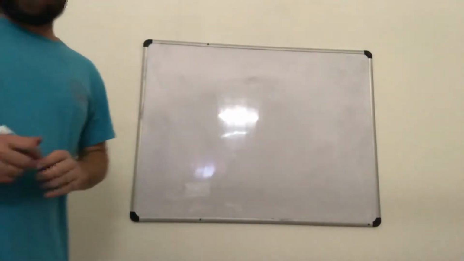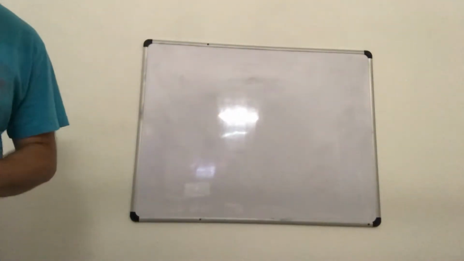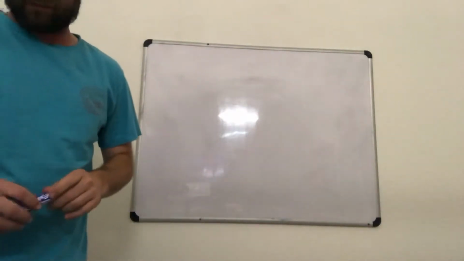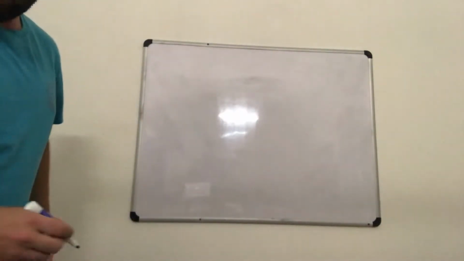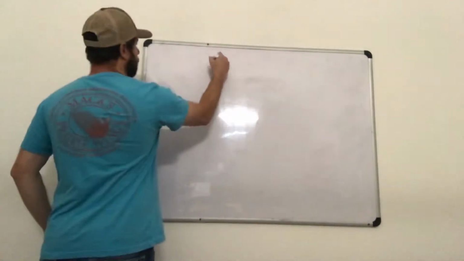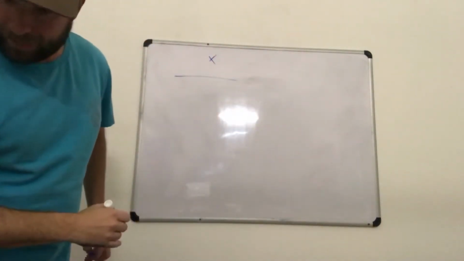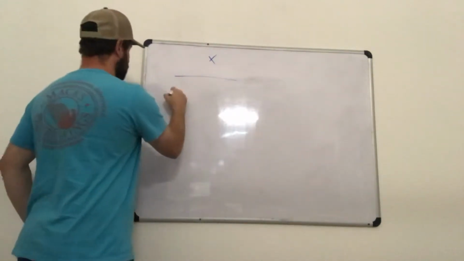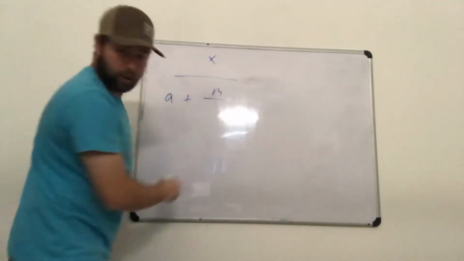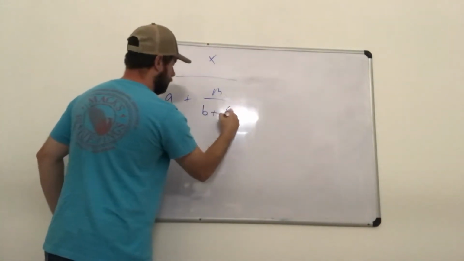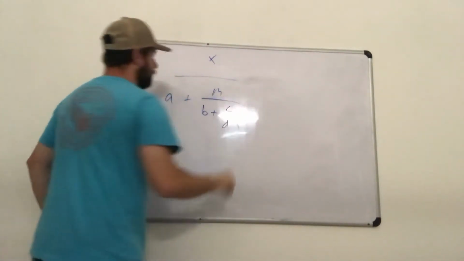We're going to look at lesson 16 in this session. Lesson 16 has to do a lot with abstract problems. The first one we're going to look at is a problem where it's x over a plus m over b plus c over d.